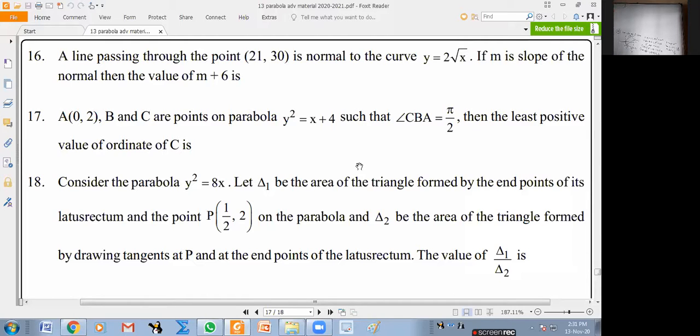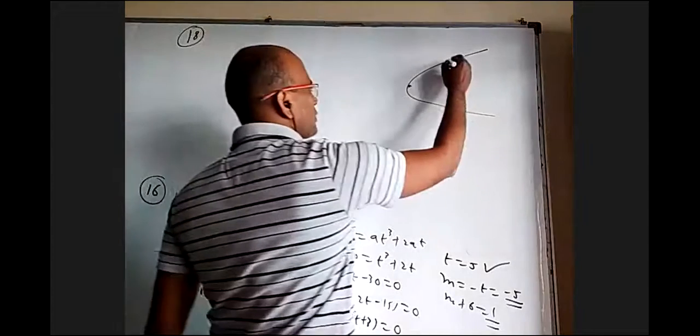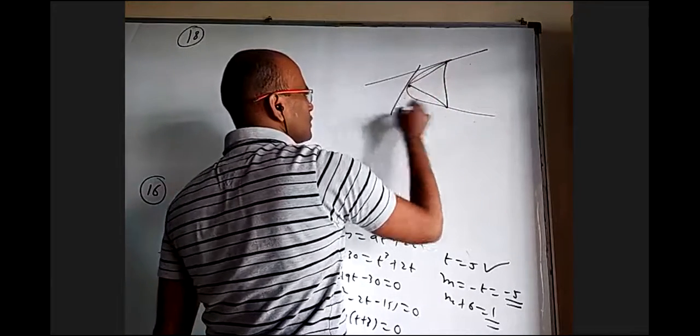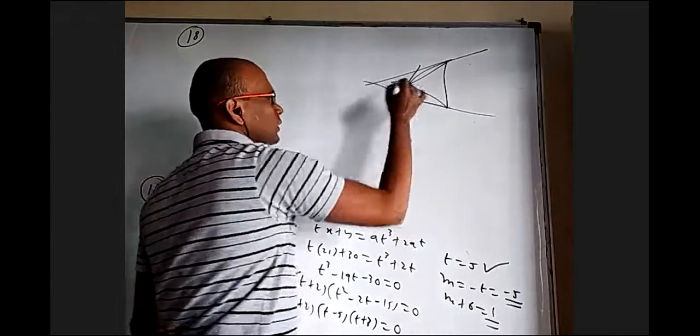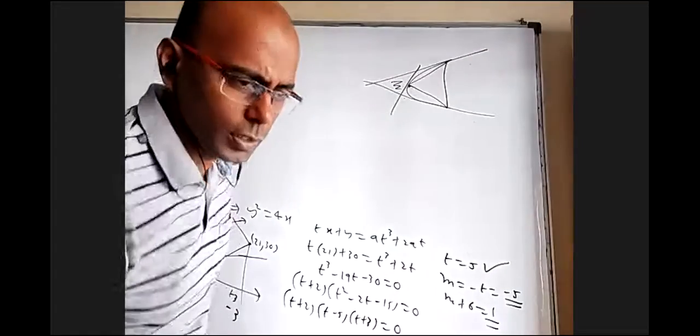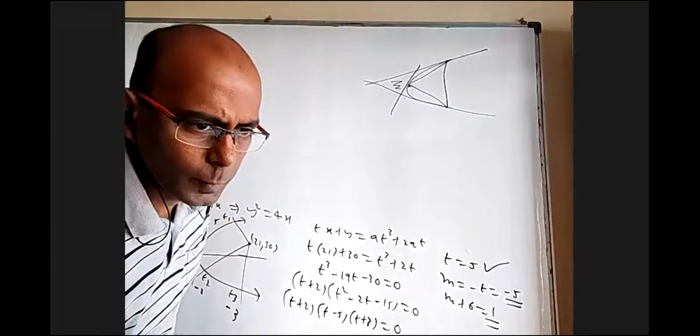Okay, this 18th one is a standard property of the parabola. The points here actually don't matter. We know the standard property that whenever you take 3 points on the parabola, they will form some triangle. It will have some area, and draw a tangent here, tangent here, tangent here. That will be some area. There is a ratio, which is a constant. Anyway, one is called delta 1, and the other is called delta 2.